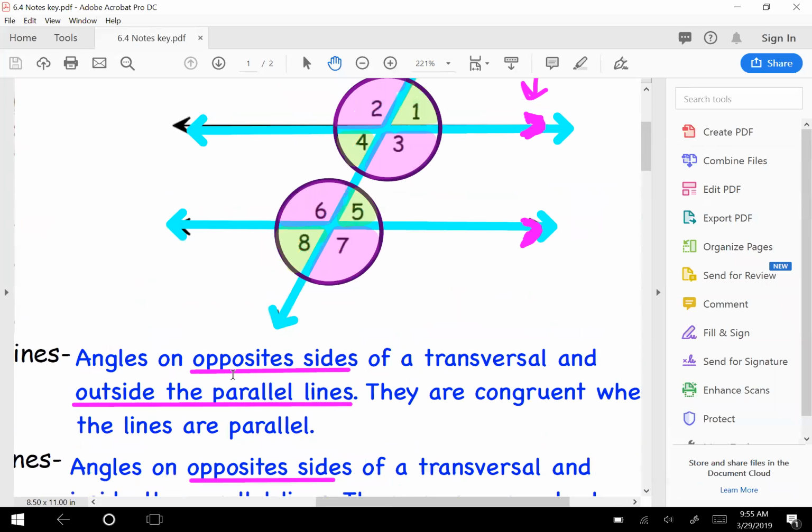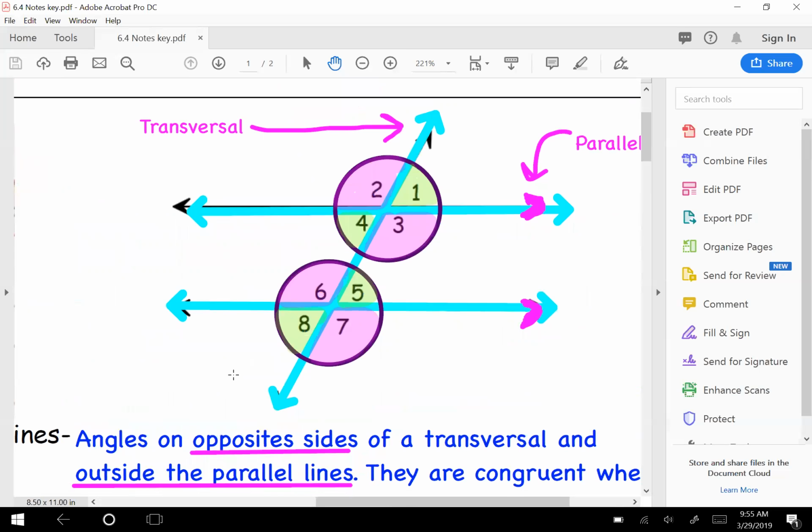Okay, so let's look here. Again, now we still want alternate, but we want interior angles. So again, we're looking at these ones that are inside, in between the 2 parallel lines. So 4, on the other parallel line, what would 4 go with? 5, because they're on the opposite sides of the transversal.